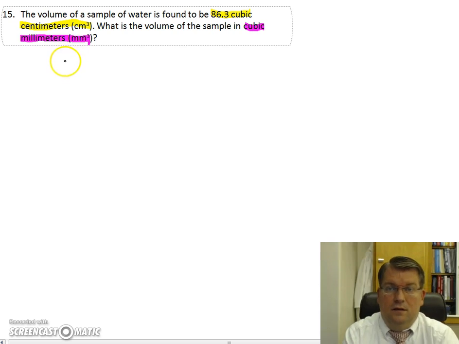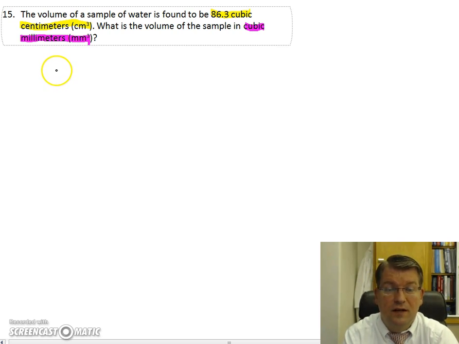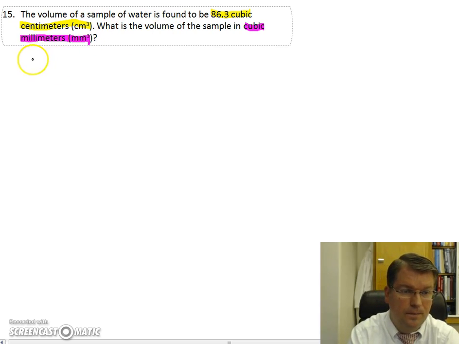Alright, here we're starting with something with a prefix, and we're ending with something with a prefix. So you need to convert to the base unit. Plus, we have to remember, just like in the last problem, for cubic volume measurements, you have to put parentheses around the conversion factors in order to do the problems properly. So let's show you. We've got 86.3 cubic centimeters. Put that over 1.